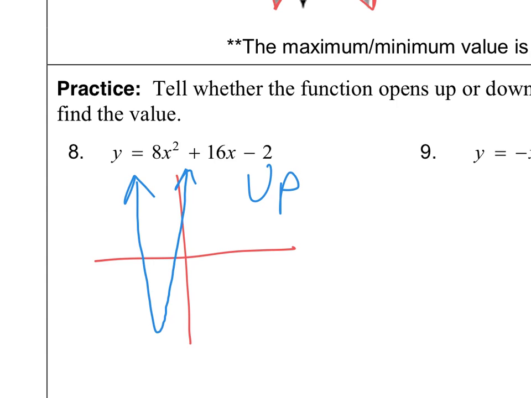And then the other question is my vertex. Is my vertex a minimum or a maximum? What that has to do with is whether my vertex is at the very bottom, the smallest point of my graph, or at the largest. Well, if I look, this is at the very bottom. It's a minimum. So this is a minimum graph.